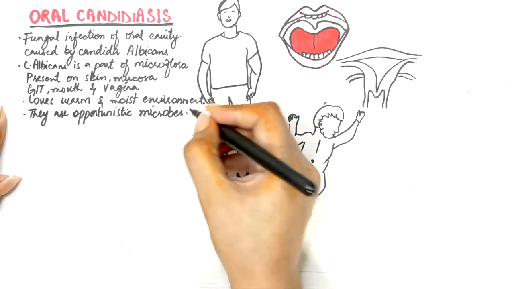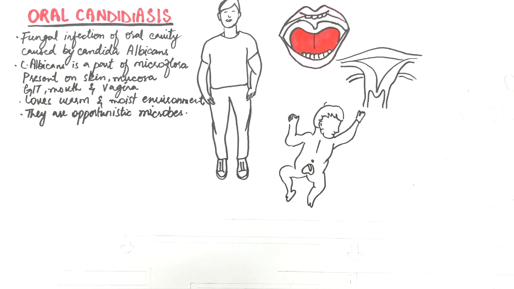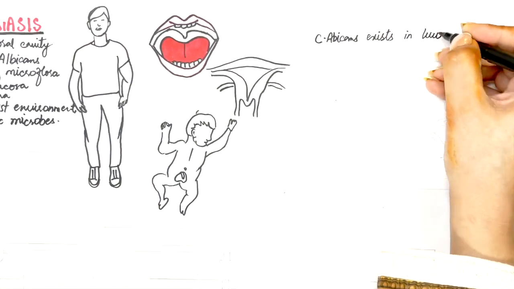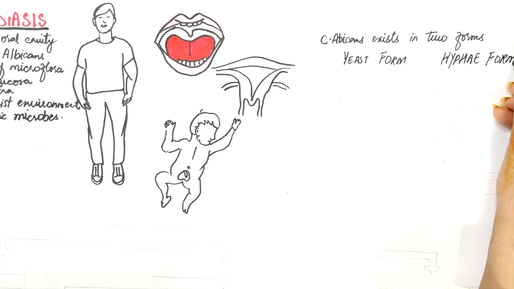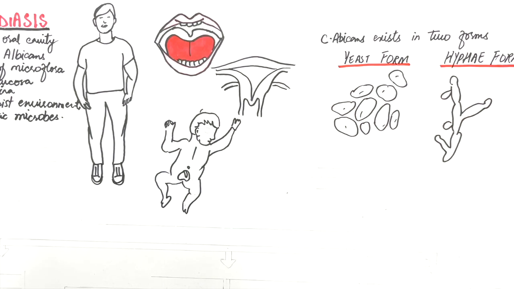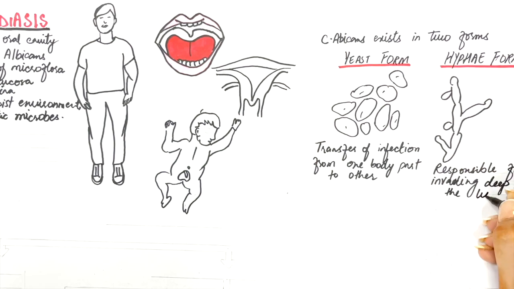They are opportunistic microbes, meaning that they can cause disease only when an opportunity is provided to them, like in the case of a weakened immune system in certain diseases, or in cases where there is less competition between microbes, such as in those taking broad-spectrum antibiotics where most of the bacteria die and adequate space is left behind for Candida overgrowth. Candida albicans may exist in two forms, that is, the unicellular or the yeast form and the multicellular or the hyphae form. The yeast form is responsible for the transfer of infection from one part of the body to the other, while the pseudohyphae is responsible for invading deep down into the tissue.